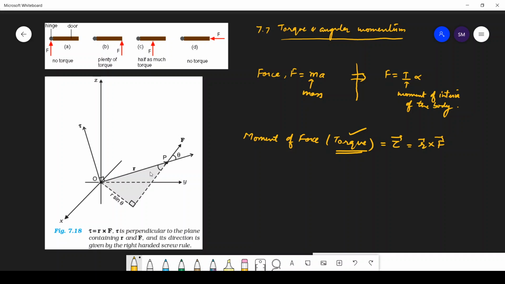So let us look at this figure. This is your R. First of all, what is this R? This R is the position vector. So what are the two points that it is joining? Obviously this is your origin, and here you have the axis of rotation. That's your axis of rotation.